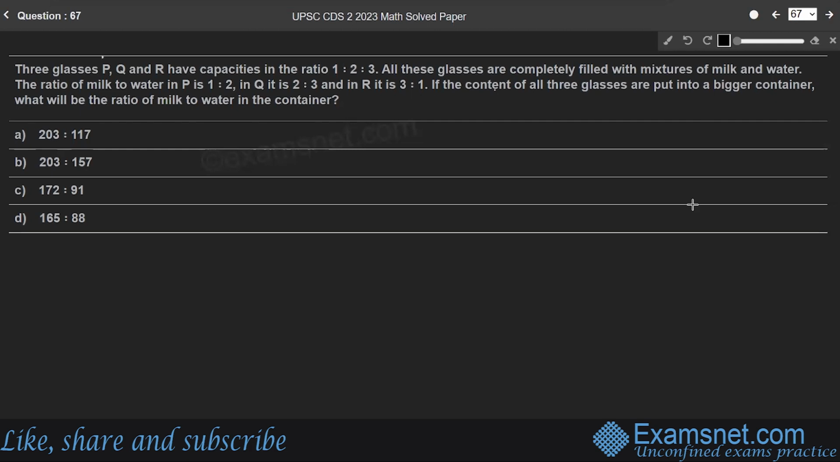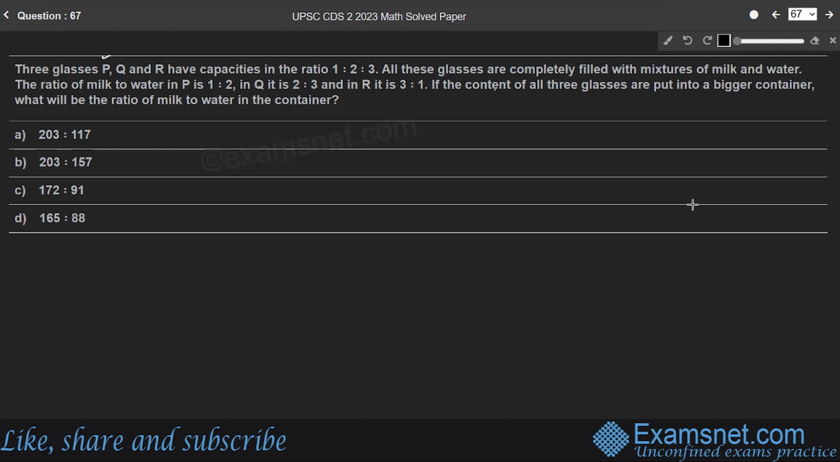Question 67. 3 glasses P, Q and R have capacities in the ratio 1:2:3. If all these glasses are completely filled with mixtures of milk and water, the ratio of milk to water in P is 1:2, in Q it is 2:3, and in R it is 3:1. If the content of all 3 glasses are put into a big container, what will be the ratio of milk to water in the container?